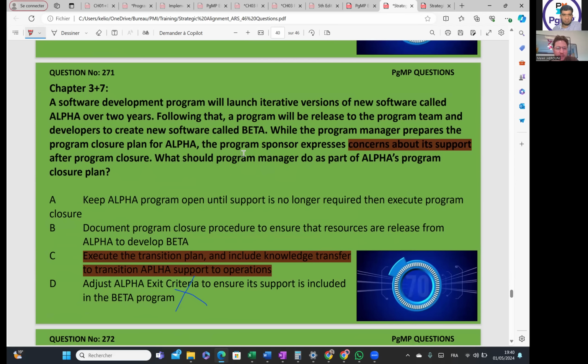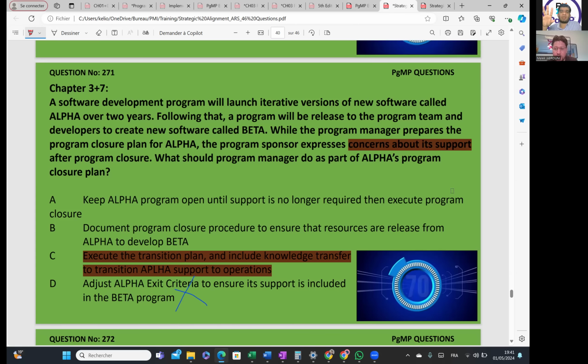Okay. A software development program will launch an iterative version of new software called Alpha over 2 years. Following that, a program will be released to the program team and developers to create new software called Beta. So two programs. While the program manager prepares the program closure plan for Alpha, the program sponsor expresses concerns about its support after program closure. What should the program manager do as part of Alpha's program closure plan?